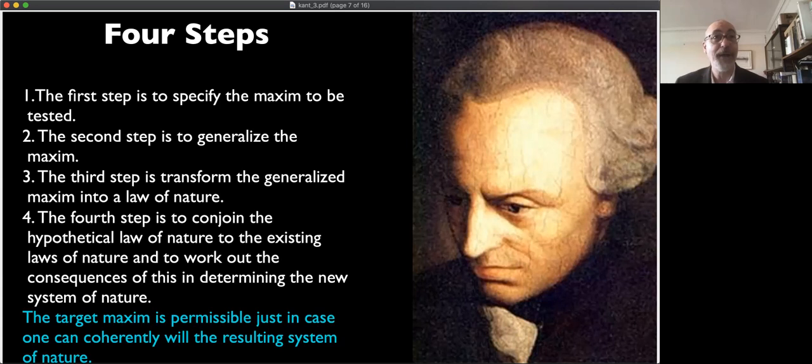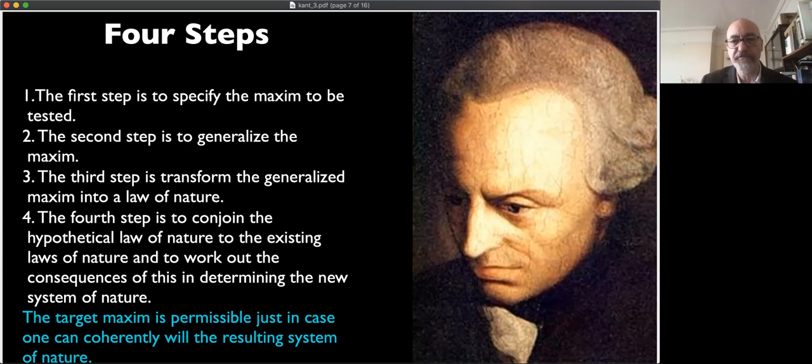And the fourth step is really the tricky step, right? The fourth step is to take this hypothetical law of nature that we've just invented from the original maxim, to conjoin it with the existing laws of nature as we understand them to be, and to try to work out the consequences of this new hypothetical system of nature. And the maxim is going to be permissible just in case one could coherently will the resulting system of nature. Now, how, you might ask, are we to decide whether we can coherently will the resulting system of nature?